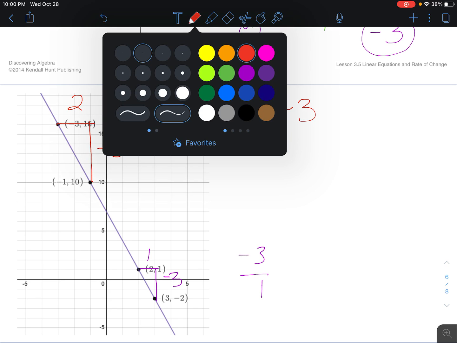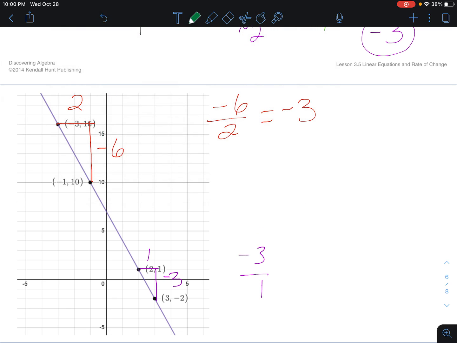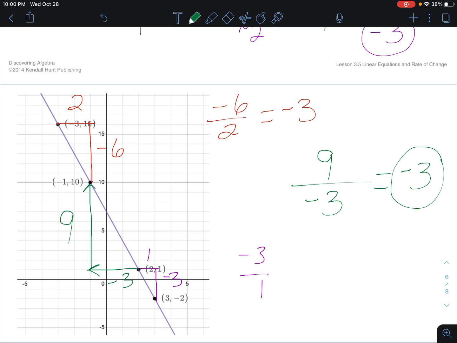And let's look at one more slope triangle here. I'm actually going to start here. I'm going to draw it like this so we can see it like that. And then go up this way. So when I go left, I would have negative 3. And then when I go up, I would have positive 9. And so I would take my vertical change divided by my horizontal change to get my slope or my rate of change, which is negative 3.